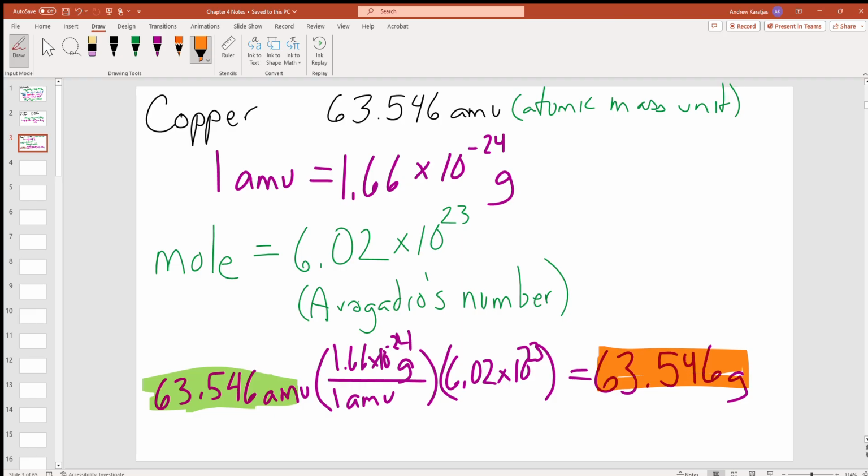So much more practical and much more useful is that 1 mole of copper atoms, which is 6.02 times 10 to the 23rd copper atoms, will be 63.546 grams.